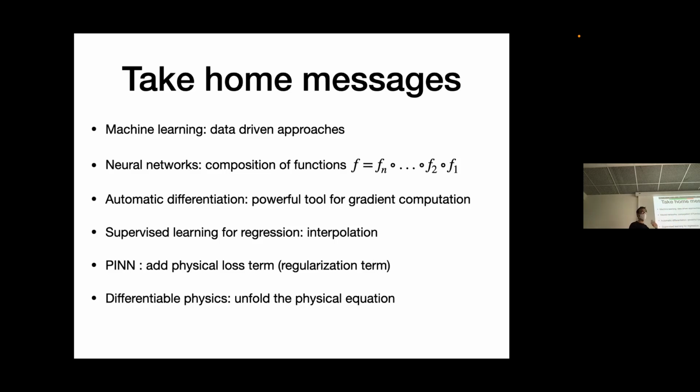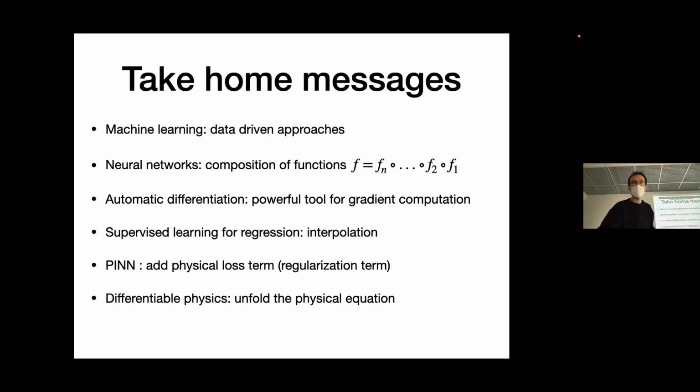Supervised learning for regression is basically interpolation, meaning that on unseen data, don't expect any good results. And the last two things: a way to introduce some physical term is just to modify the loss. So you can keep the neural network architecture you have, and you just modify the loss. And the last one, and you will see this with Ronan also, is really to try to put things together, to intricate the way you use deep networks and physical equations, so numerical solvers and so on.